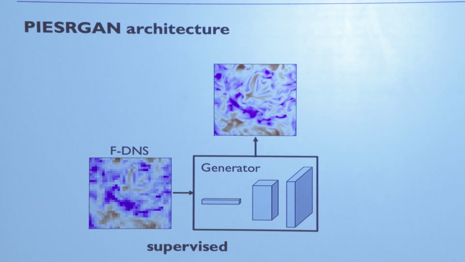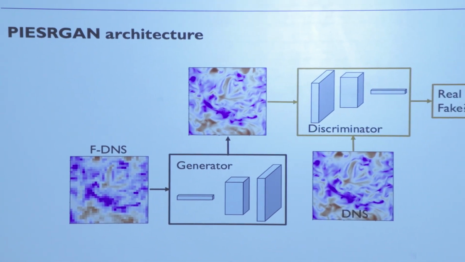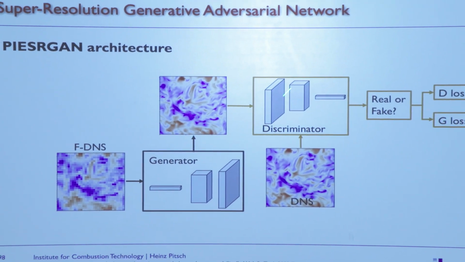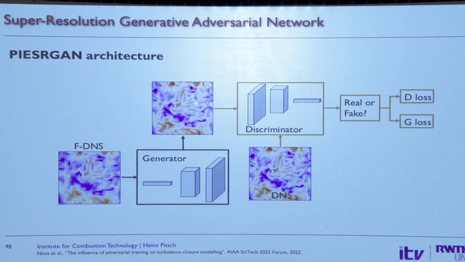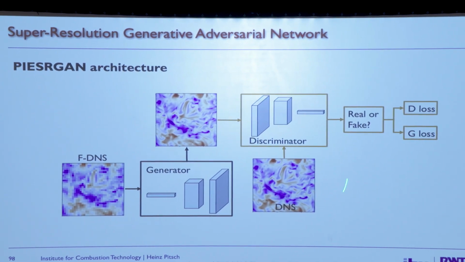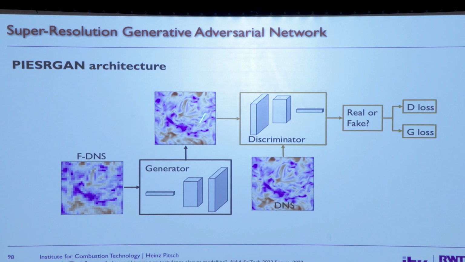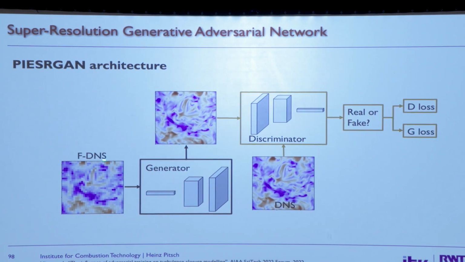So what we do then, we use a second network, and to that network we show pictures either of the real DNS or of a fake DNS, a picture that was really an LES and was generated here by our neural network. I call this a fake image, right? So we show the discriminator, the second network, either a real image or a fake image, and the discriminator does nothing else than tell us this is a real image or a fake image, okay?